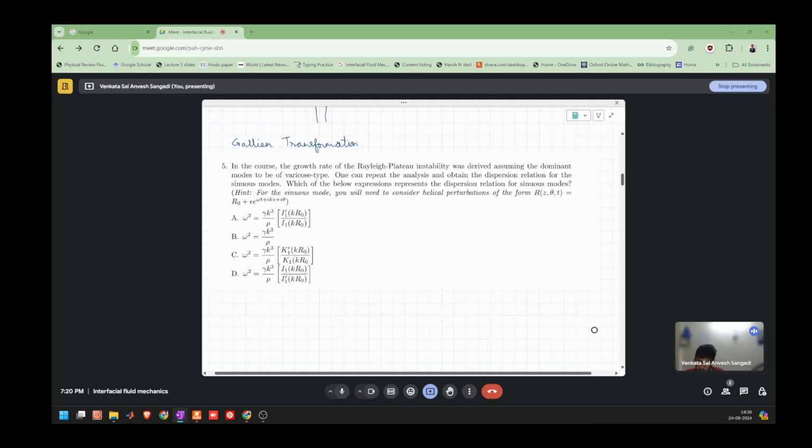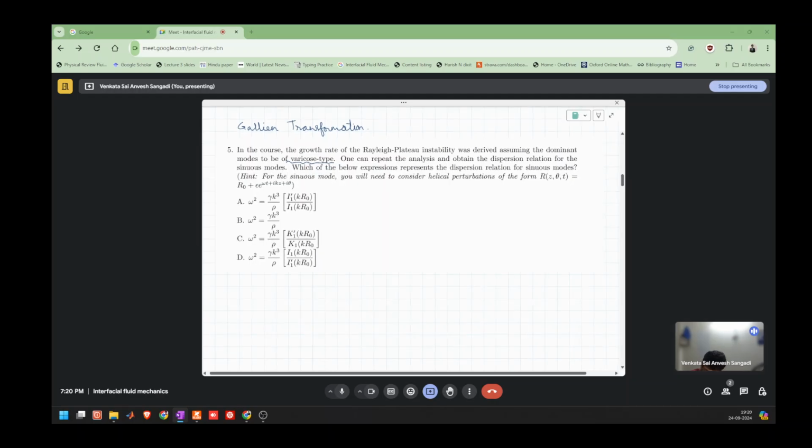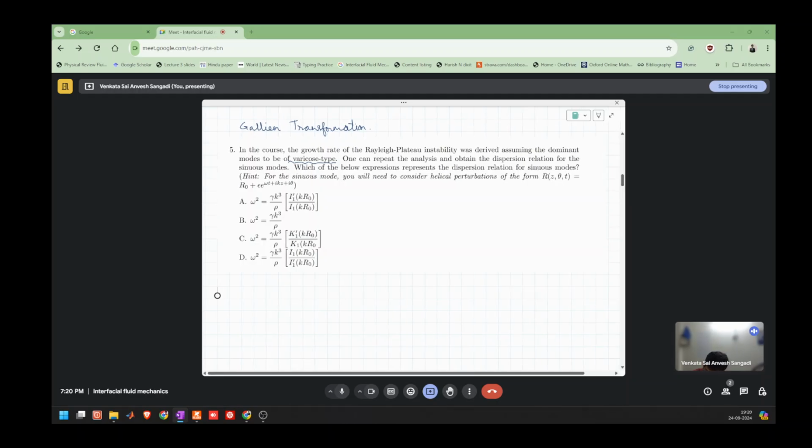So the next question in the course: the growth rate of the Rayleigh-Plateau instability was derived assuming the dominant mode to be the varicose mode. One can repeat the analysis and obtain the dispersion relation for the sinuous modes. Which of the below expressions represents the dispersion relation for the sinuous mode? So the expression for R is given by this expression.